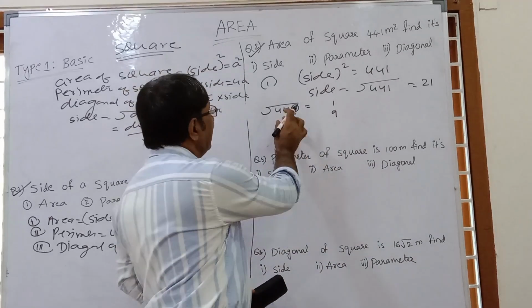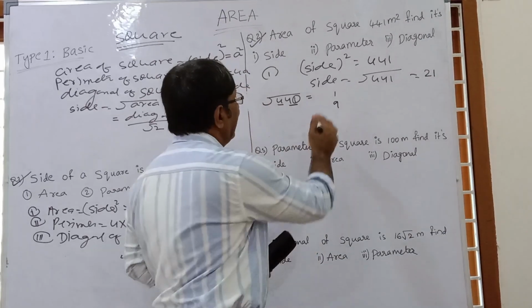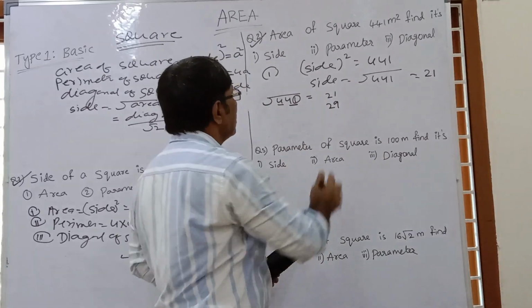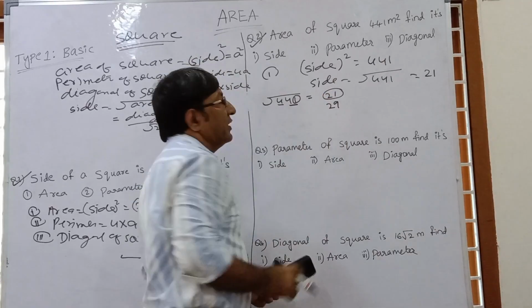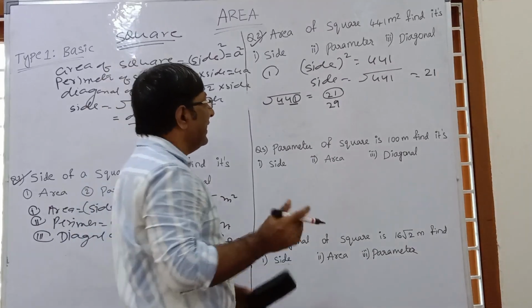Okay, now there is the number 4. So you know 2 square is 4. So write 2 here. This is the complete square. So the smaller one is your answer. So the answer is what? 21 is the correct answer. In this way you can find the square root of any number.